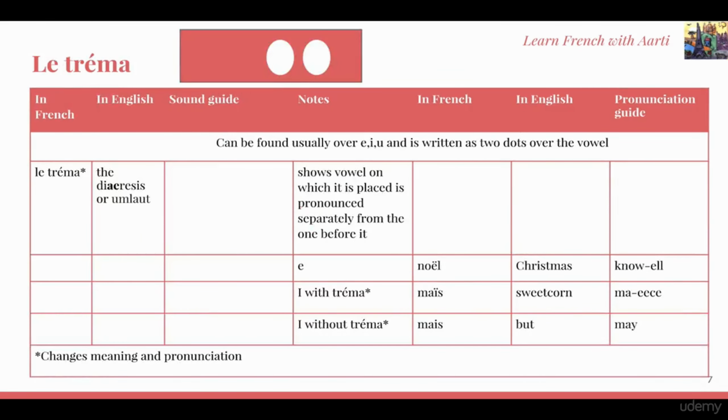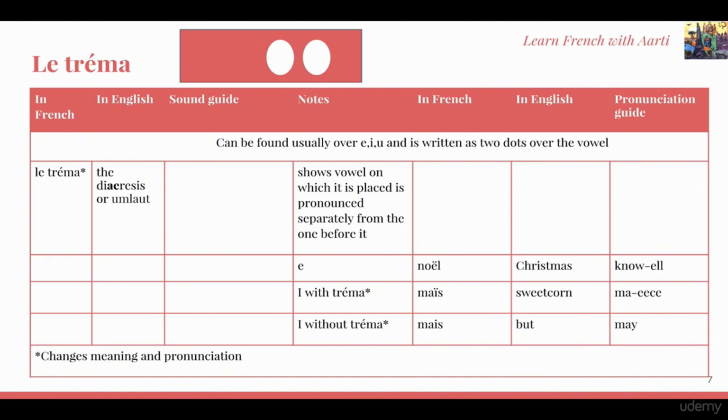Next is le tréma. It's also called the diaeresis or umlaut, and it can be found on E, I, and U and is written as two dots over the vowel. It shows that the vowel on which the two dots are placed is pronounced separately from the vowel before it. So it needs to have two vowels next to each other, and the tréma is normally placed on top of the second vowel. Let's look at some examples.